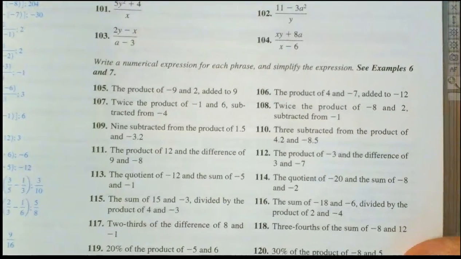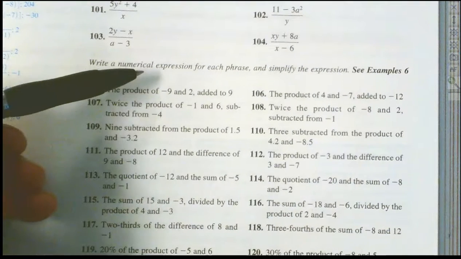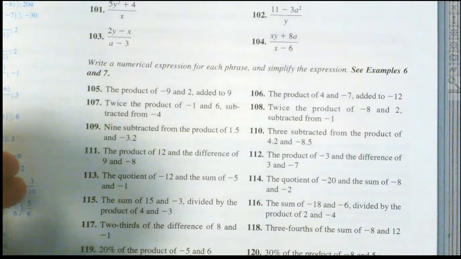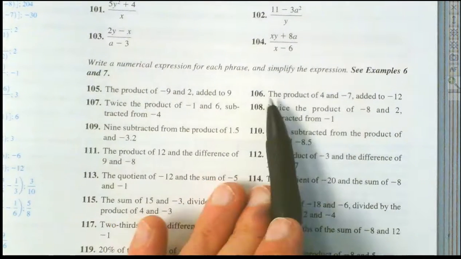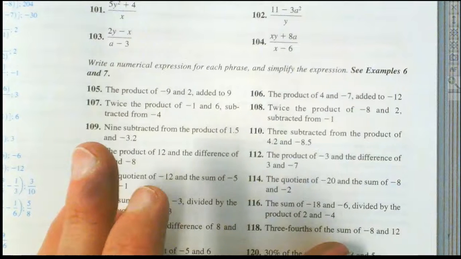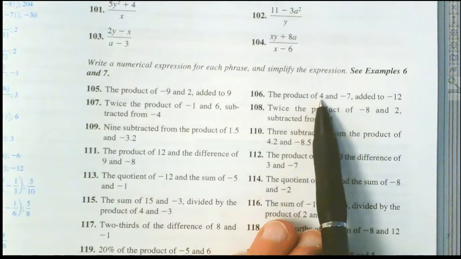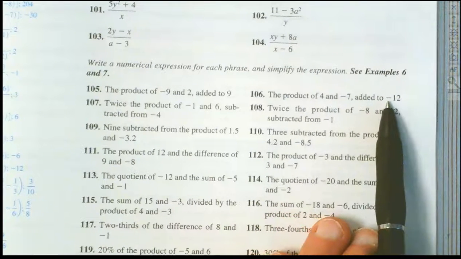Question 106. Read the directions: write a numerical expression for each phrase, and then simplify the expression. So we're not going to have any equal signs because this is going to be an expression. So don't worry about equals, they're not going to be there. We have to make sure we put the parentheses in the correct place and make sure everything's in the correct order. The product of, that means multiply, 4 and a negative 7 is added to a negative 12.